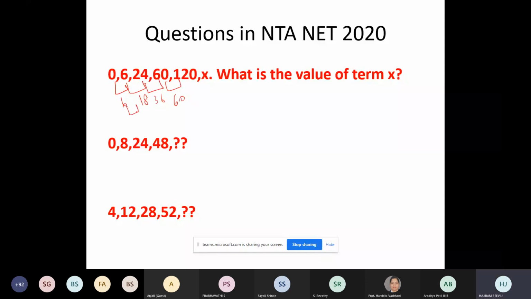So again find the difference: 12, 18, then 24. Then again find the difference, 6. So which means the next difference should be 6. So 24 plus 6 is 30. Here 60 plus 30 is 90. Then here 120 plus 90 is 210.